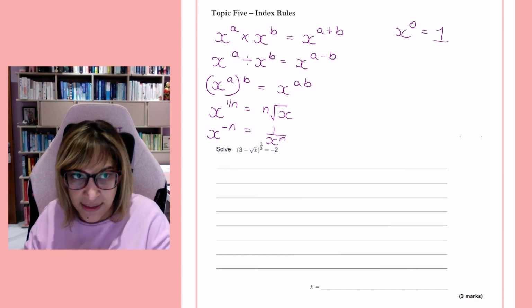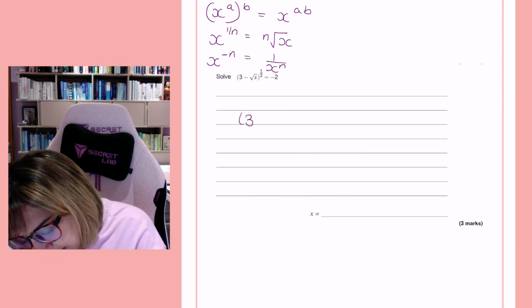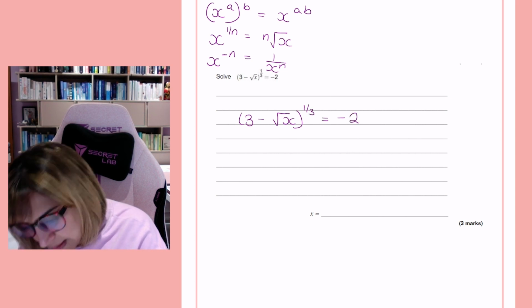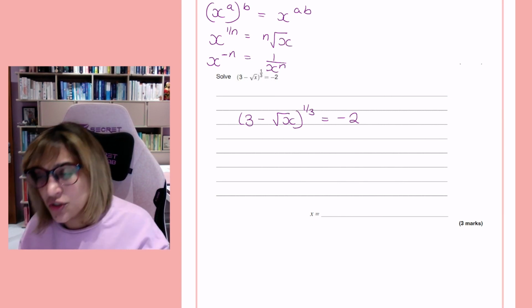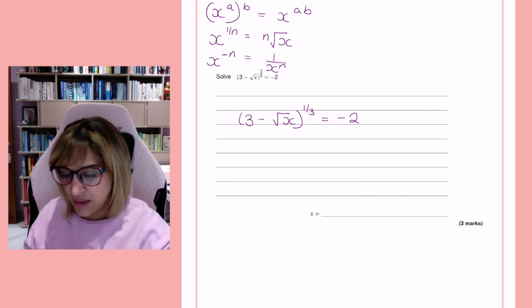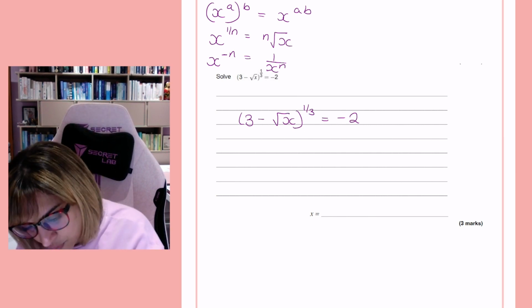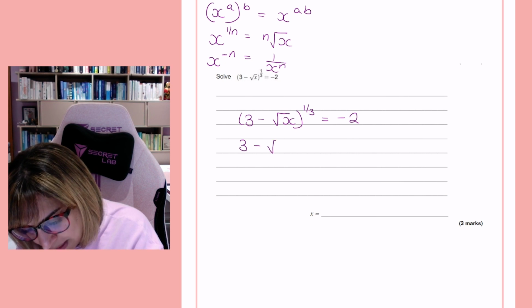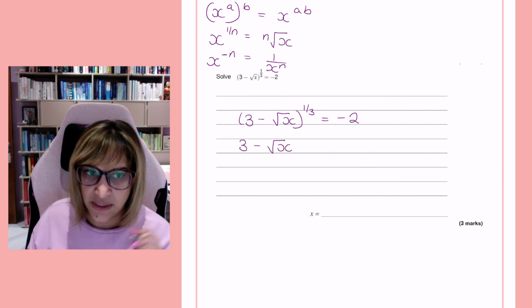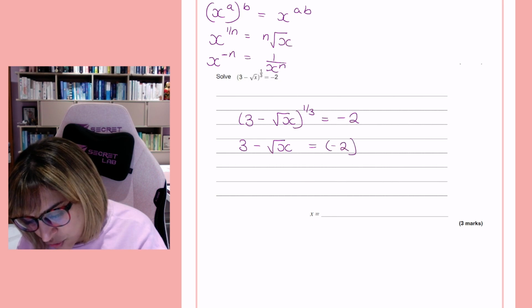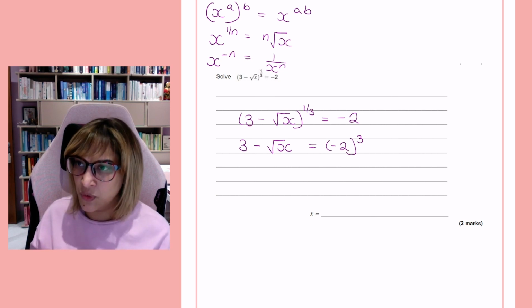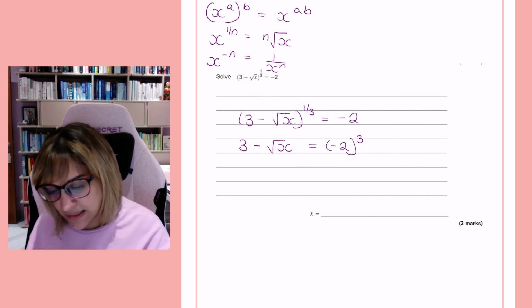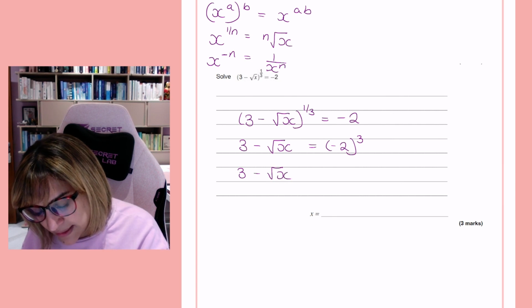So in this question here, you've got 3 minus root x to the third equals minus 2. Now, to the power of a third means the cube root. So what's the opposite of cube rooting? That's going to be cubing. So for both sides, I'm going to cube, which means it gets rid of the third on one side, and I've got minus 2 cubed. So we've got minus 2 times minus 2 to give us plus 4 times minus 2 to give us minus 8. So we get 3 minus root x equals minus 8.